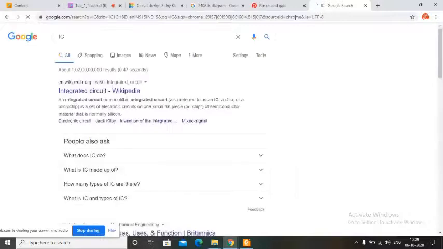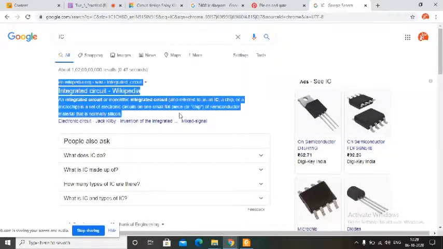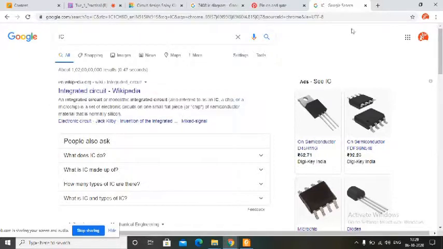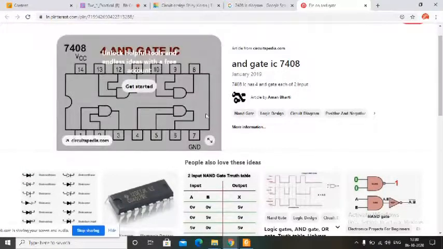What does integrated circuit mean? Integrated circuit means all the active and passive components are inbuilt inside that, right? Yes, sir. So you can study its definition from here, right? Active and passive components means all the resistors and so on are inbuilt in itself. So basically there are four AND gates.